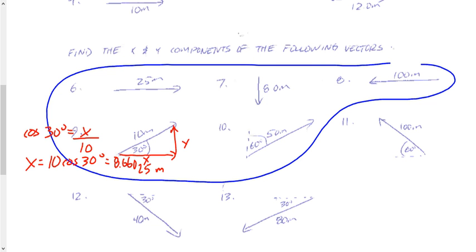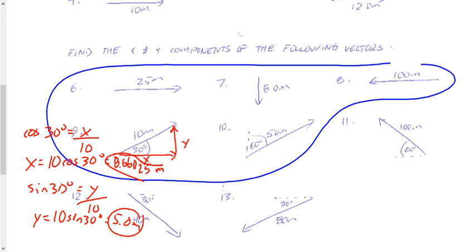And the Y component, well, the Y component is the opposite side, so we're going to say sine 30 degrees for that. Sine 30 is opposite over hypotenuse, opposite because it's not touching the angle. Y is equal to 10 goes up by multiplying, 10 sine 30 degrees. 10 sine 30 ends up being exactly equal to 5.0 meters. Does that make sense?